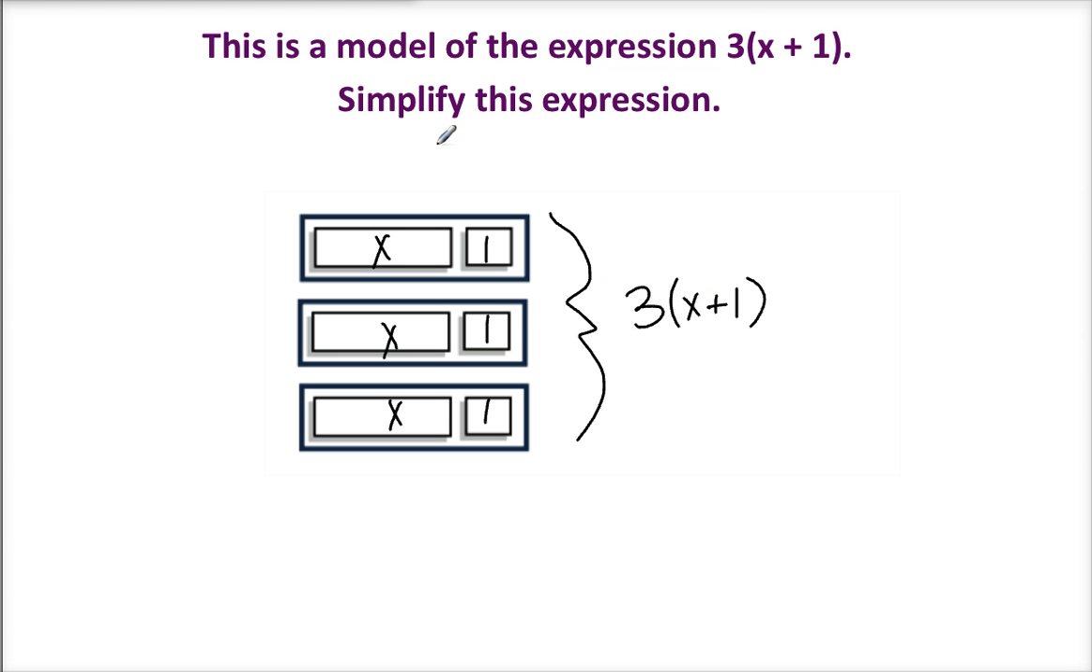Okay, so in order to simplify this, we simply want to write it without our distribution parentheses here. So we add up how many tiles there are in total. There are 3 x's and there are 3 1 tiles. So the simplified form of this would be 3x plus 3. And if you know distribution, notice that it's just 3 times an x and 3 times a positive 1. That gives me 3x plus 3.